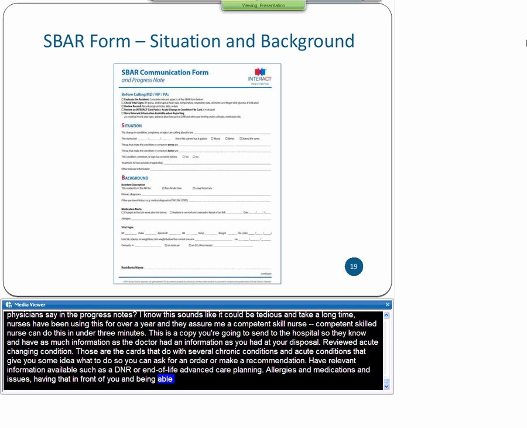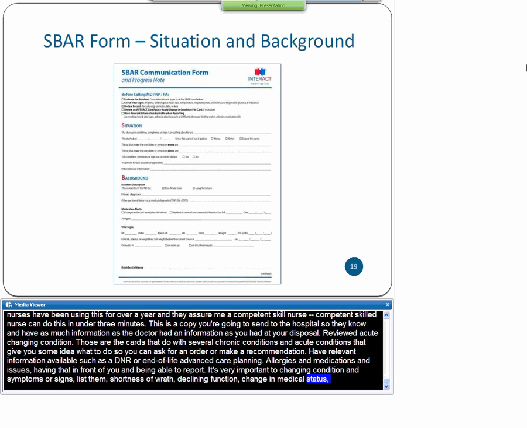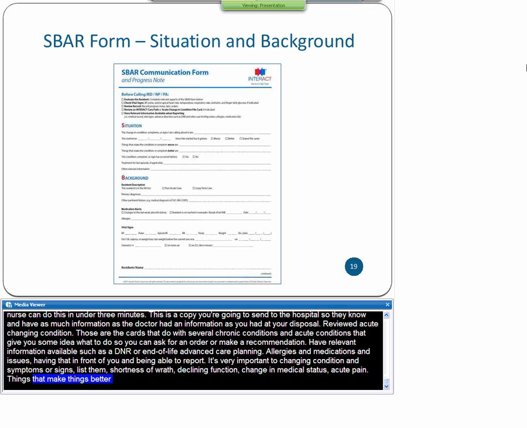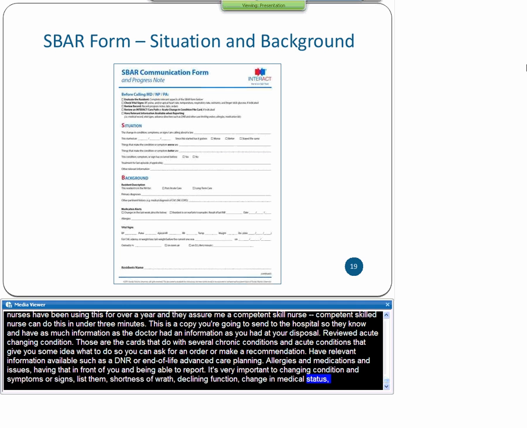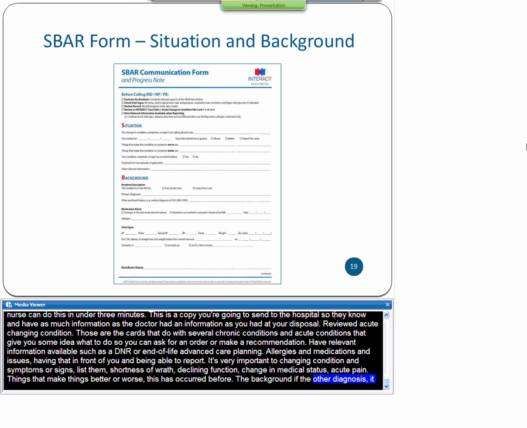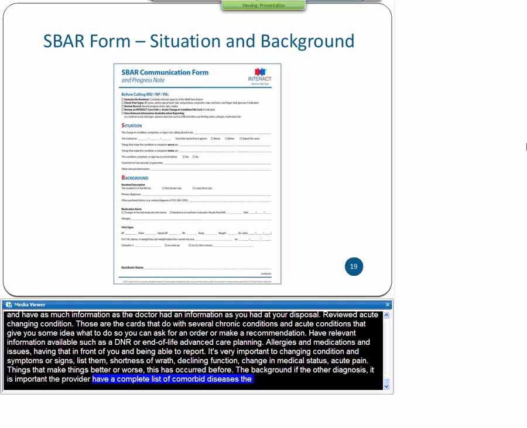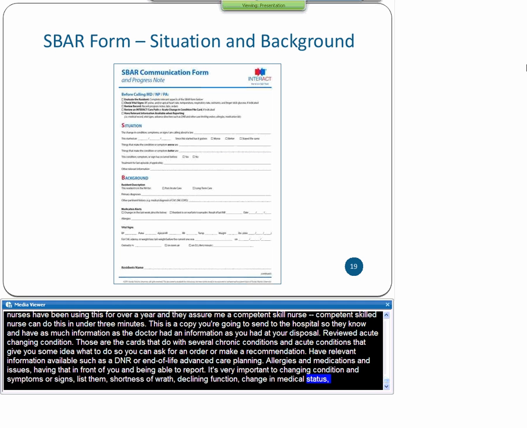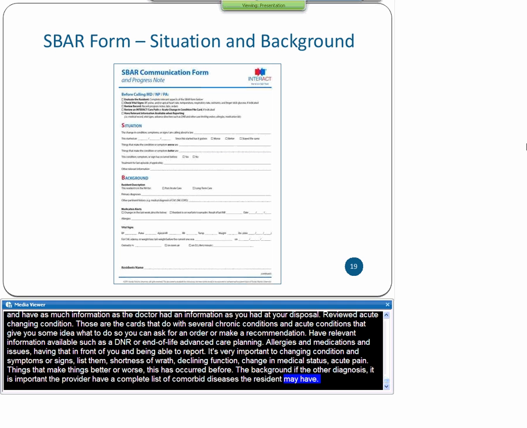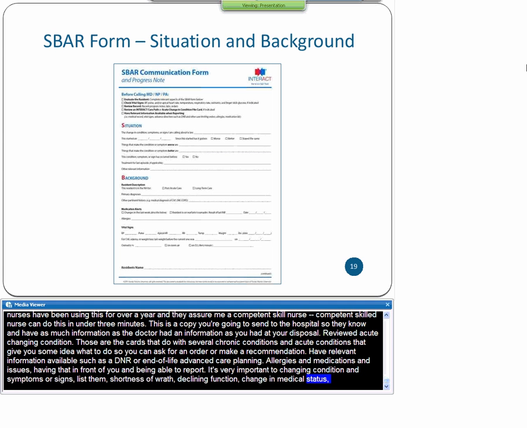Things that make it better, things that make it worse. This has occurred before, and here's what we've done at that time. The background is the other diagnosis. It is very important that the provider have a complete list of comorbid diseases that the resident may have. Was there a chest x-ray done just hours ago? Give them the report. Anything that you have that will speak to the issue at hand, the provider should know.